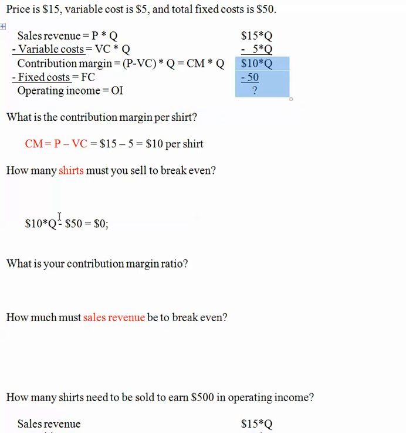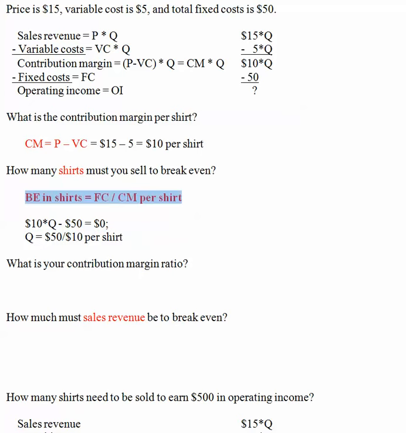So I can take that and express it this way, right? So in other words, let's solve for Q. What do we need to sell? Well, you basically take your $50, adding 50 to both sides, divide by 10, and you basically have the formula that is used to calculate break even. You take your fixed costs divided by your contribution margin per unit.